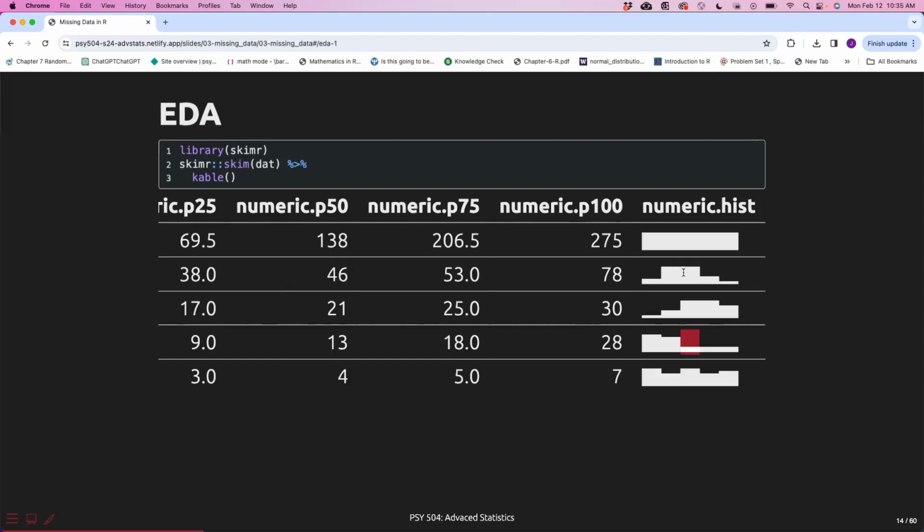So these are a few different packages that can give you some descriptives on the missingness in your data. Do you guys use any other packages to do this type of stuff? I know people have the packages that they like, and they tend to use them over and over again.